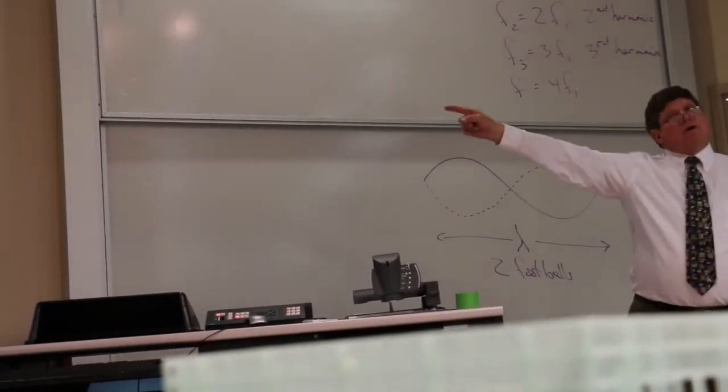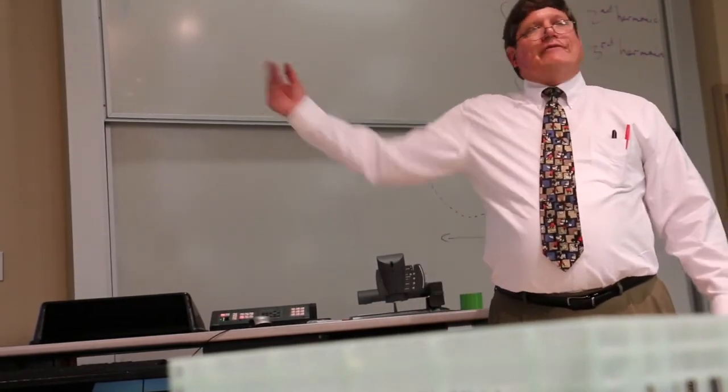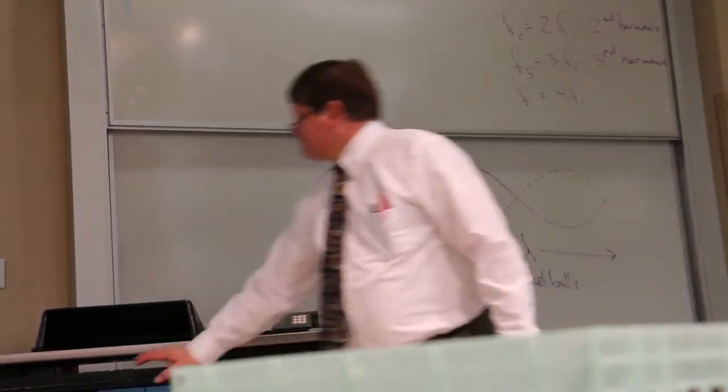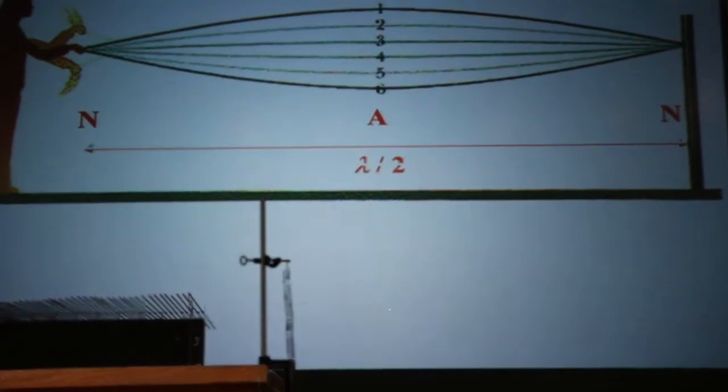Now here I've only got 1 football. It takes 2 footballs to make a wavelength. I've only got half a wavelength. Okay, there's the nodes at the end. There's the antinode in the middle. And I only have half a wavelength.